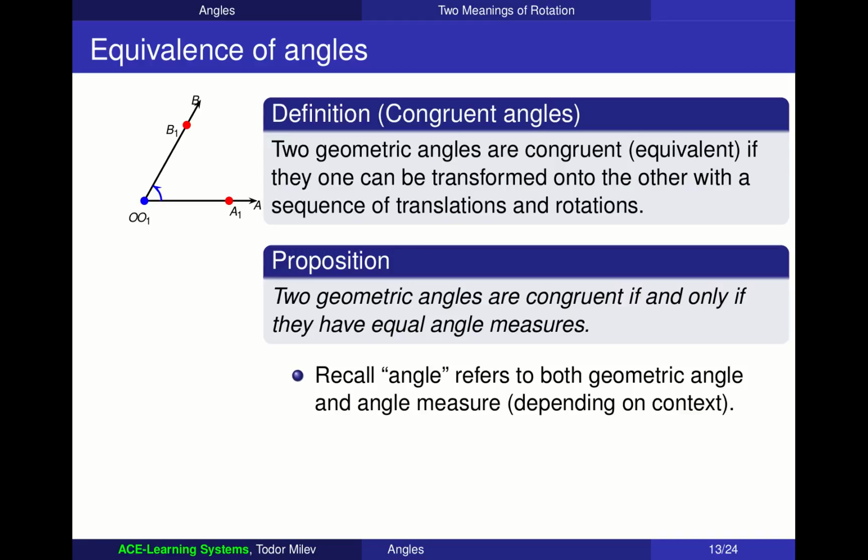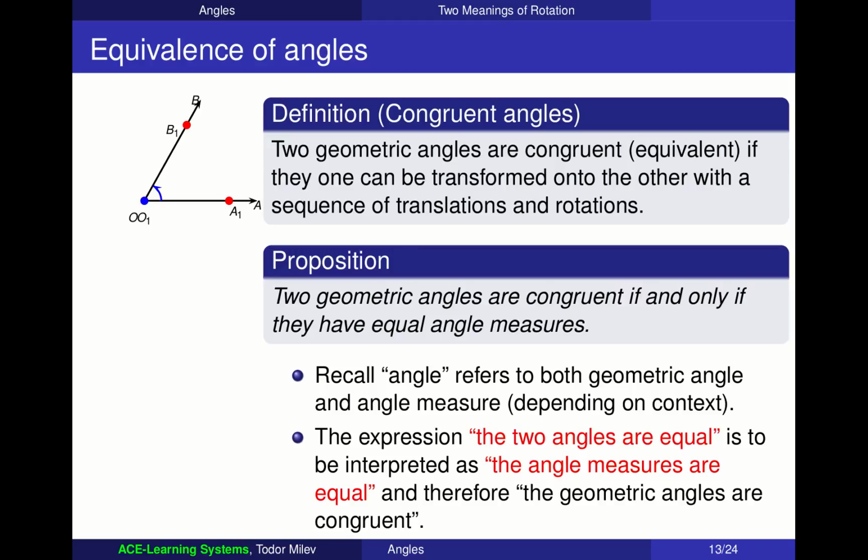Recall that the term angle refers to both the geometric angle, which is the configuration of rays in a center, and their angle measure. Which of the two distinct objects we're talking about really depends on context. In other words, it's not specified. It's up to you as intelligent human beings to discern what I mean when I say the word angle. Do I mean geometric angle or the angle measure of such an angle?